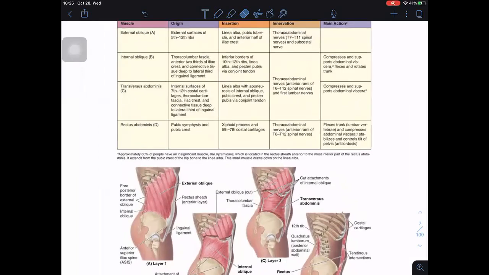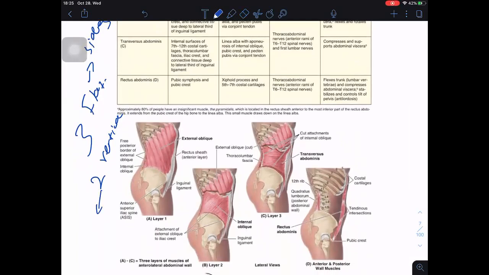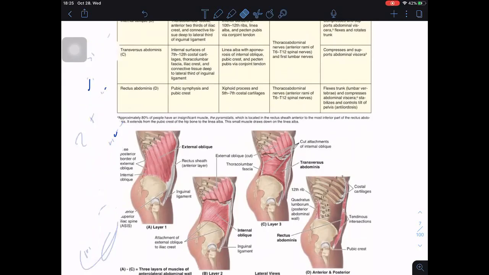You have 3 flat muscles and 2 vertical muscles. Flat muscles are mostly located on the sides, just to make it easy. Vertical muscles are located near the midline. Okay, so near the midline. So just keep it in mind in this way.